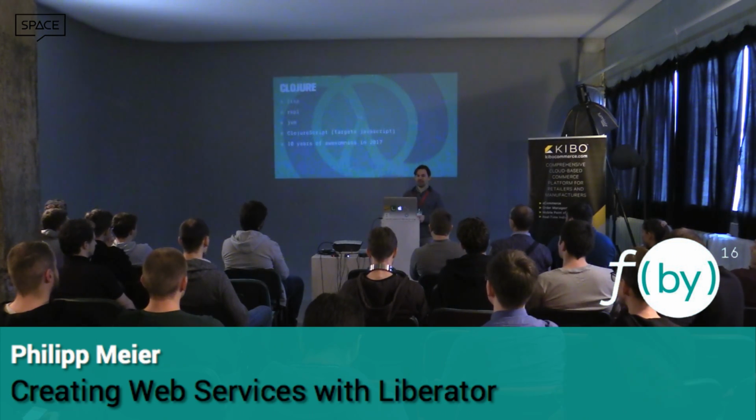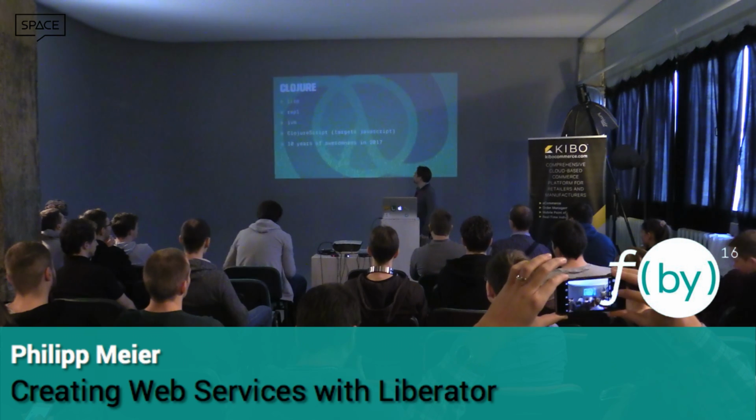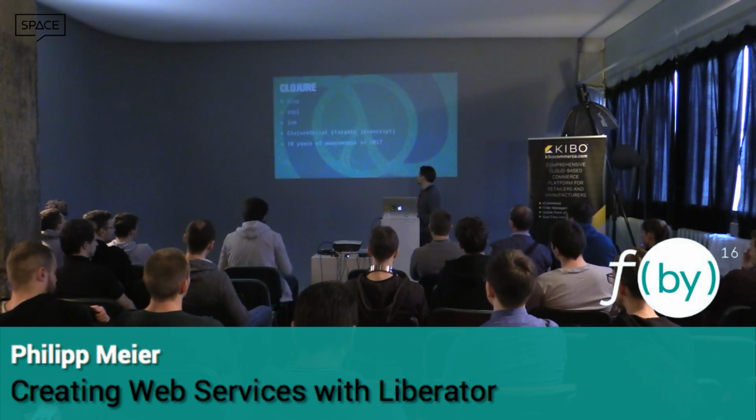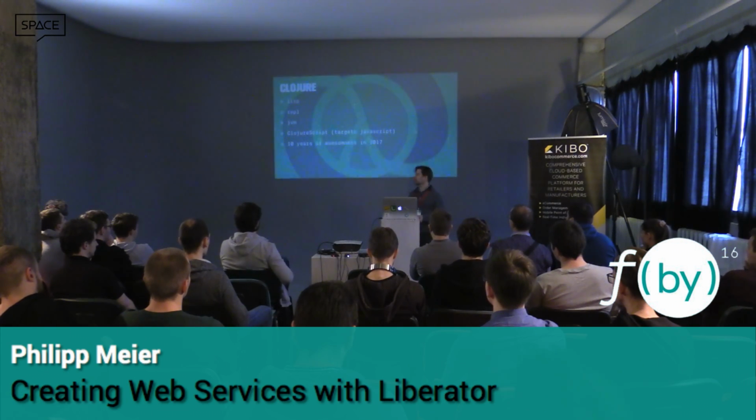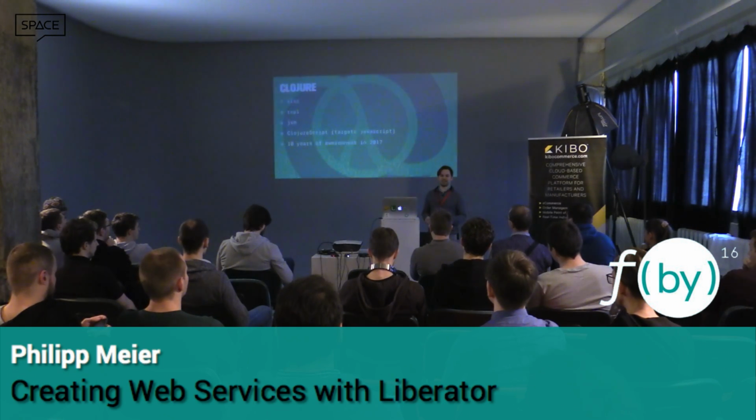Clojure is a modern Lisp running on the Java virtual machine. It has a REPL. There's also ClojureScript, which targets JavaScript, which is nice, but I'm not talking about that today. Next year, if I did the math correctly, Clojure turns 10, so it's 10 years of awesomeness. It really is.